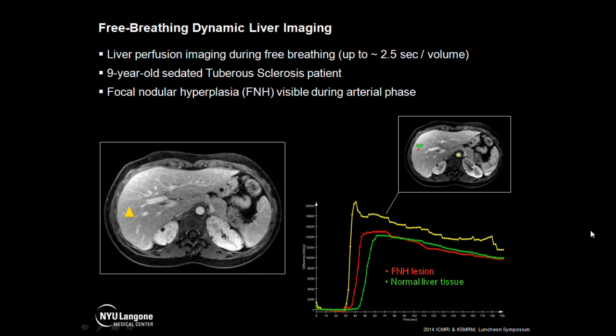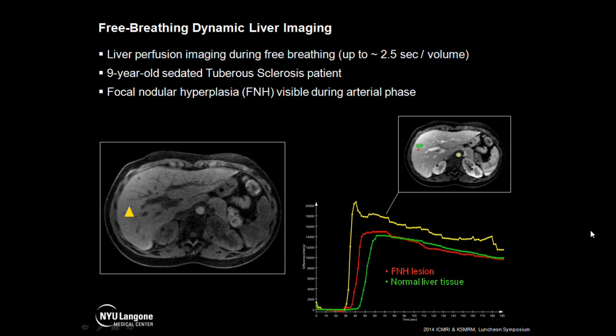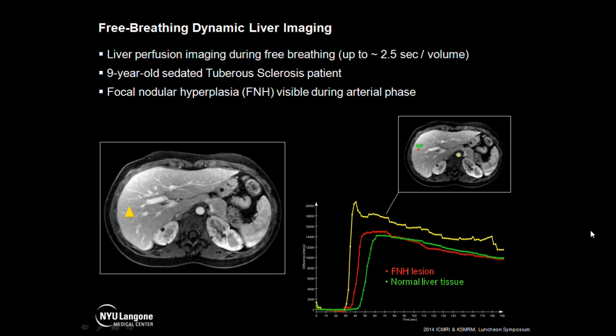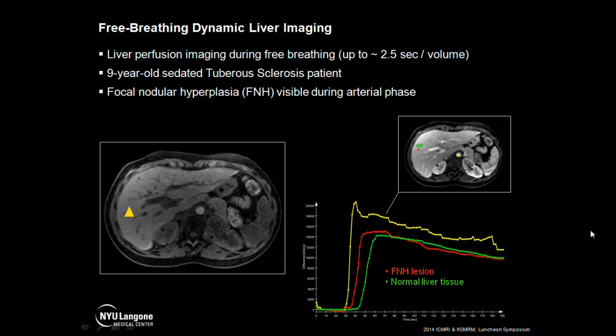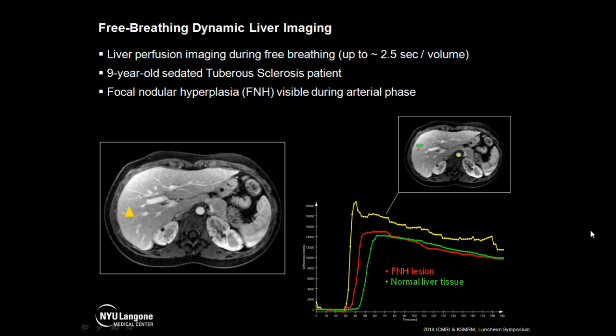Now, a FNH is a benign tumor, but there are also malignant tumors which enhance in the arterial phase, and therefore it's very important to get a precise timing and to get fast temporal resolution. With the GRASP technique, we can get a temporal resolution of up to 2.5 seconds per frame in this application. What we can then also do is draw regions of interest and create signal intensity time curves, which you can see on the right side. In these signal intensity curves, you can again objectively see this early enhancement of this FNH lesion. And we can, of course, also take these perfusion images and do tracer kinetic modeling.